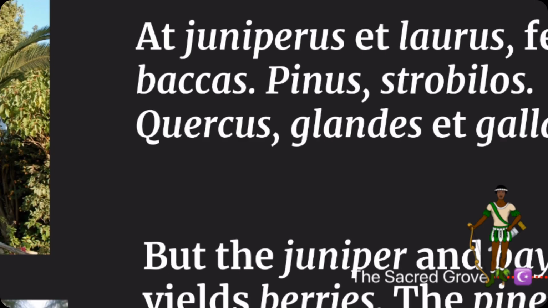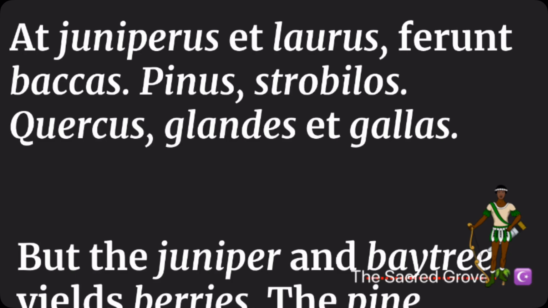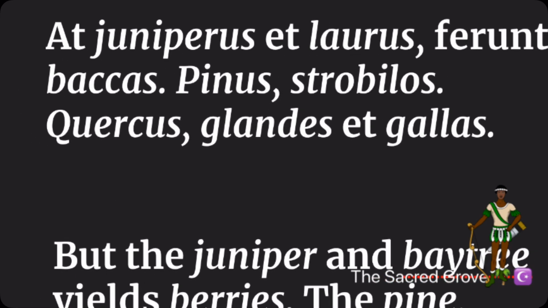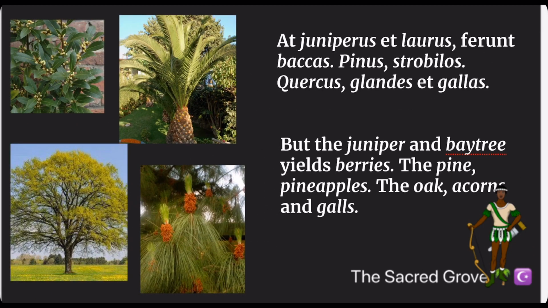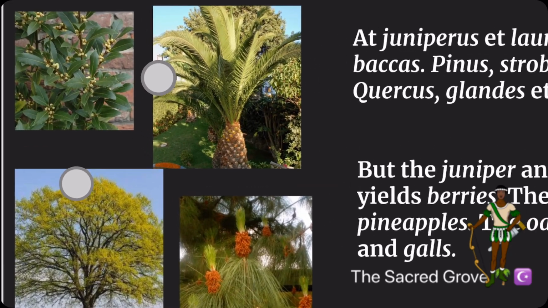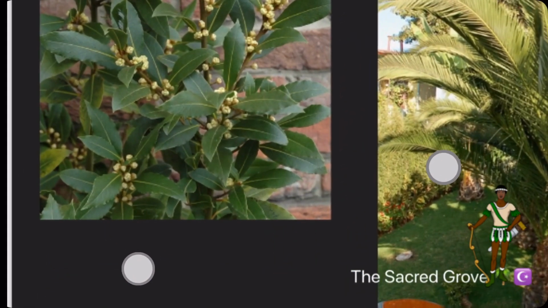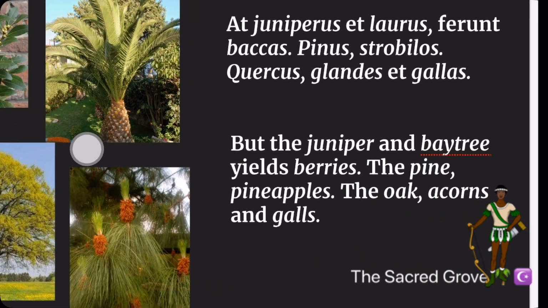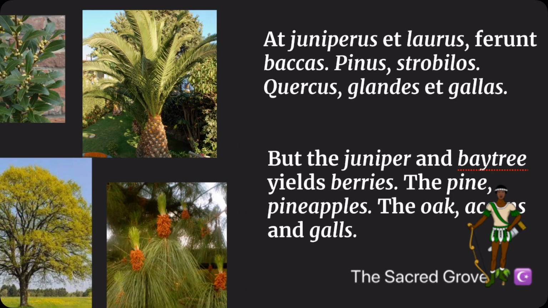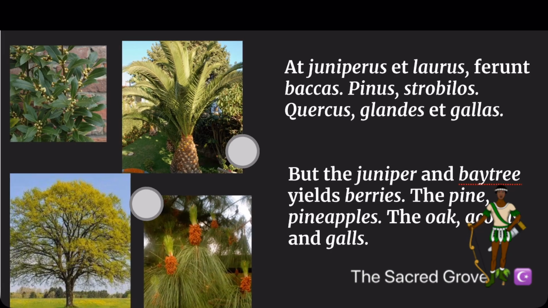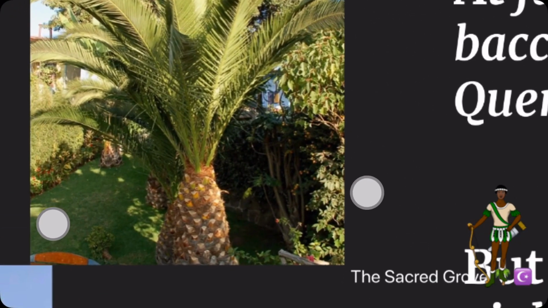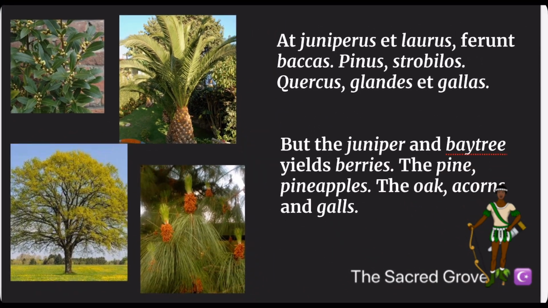At juniperus et laurus ferunt bacas, pinus strobilos, quercus glandes et gallas. So we've got the juniper and bay tree make berries, faciunt bacas, yields berries, ferunt. The bay tree yields berries. The juniper and the bay tree yield berries.